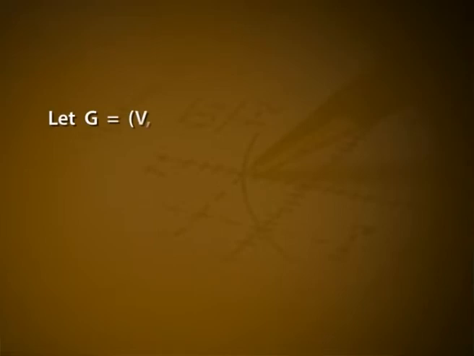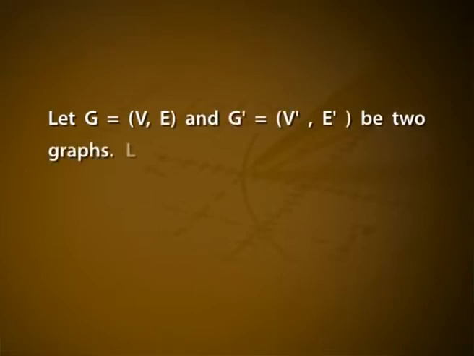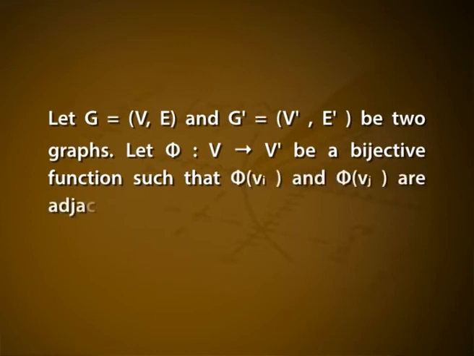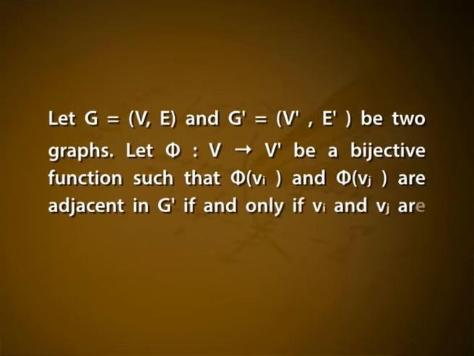In this context, we introduce the concept of an isomorphism between two graphs. Let G = (V, E) and G' = (V', E') be two graphs. Let phi from V to V' be a bijective function such that phi(Vi) and phi(Vj) are adjacent in G' if and only if Vi and Vj are adjacent in G.